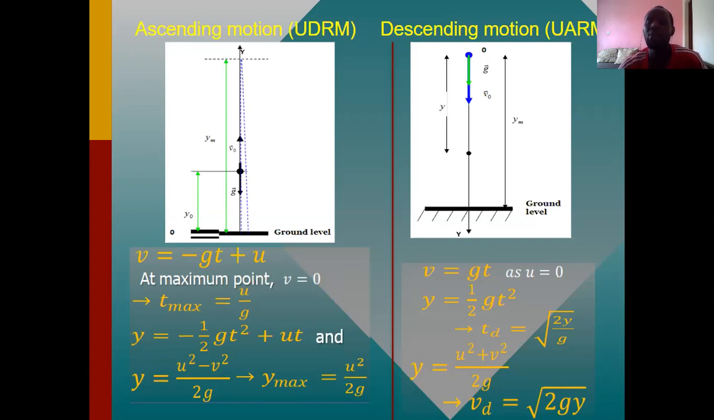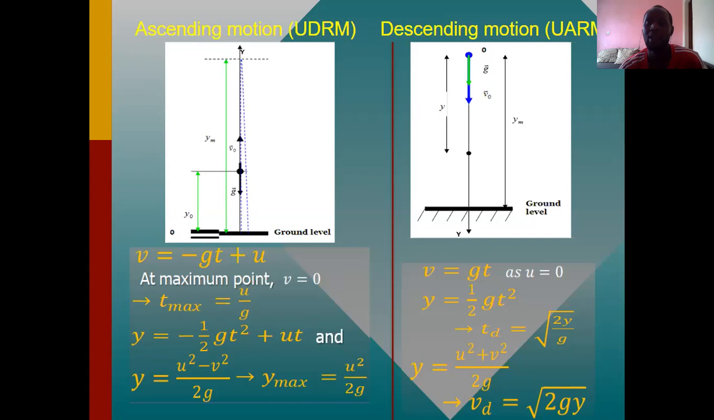Now, for descending motion, here the object is moving in the same direction as the gravity. Now, g is taken as positive here. The first equation of motion would be v equal to g multiplied by time, because for descending motion, the initial velocity is not required. It is equal to 0. And the second equation of motion, y, will be 1/2 g t squared.